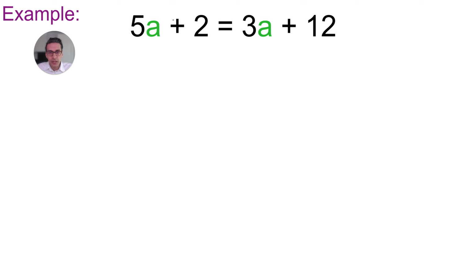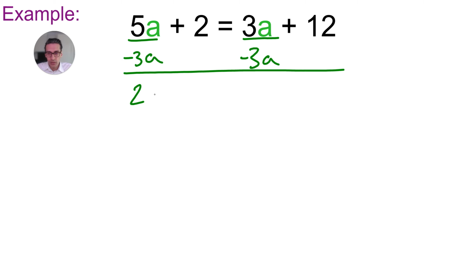Now, see if you can try this first before I go through it. Okay, so I'm going to go through it now. So you find the smallest unknown. In this case, it's 3a. So we're going to take away 3a. I'm going to get the 0 pair there, and then we're going to take away 3a here. That then gives us 2a plus 2 equals 12.